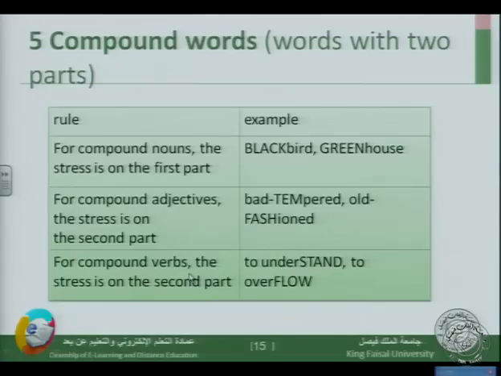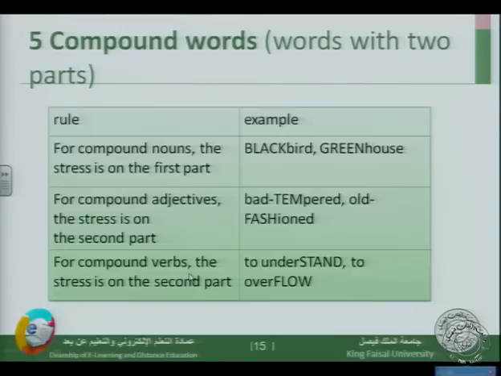And number 5, we also have, in short, compound words. We talked in the last two classes about compound words, and we said that words with two parts: first rule, for compound nouns, the stress is on the first part. Blackbird, blackberry. So you need to put the stress on the first part. Blackberry, blackbird, greenhouse, blackboard. So you need to put the stress on the first syllable.